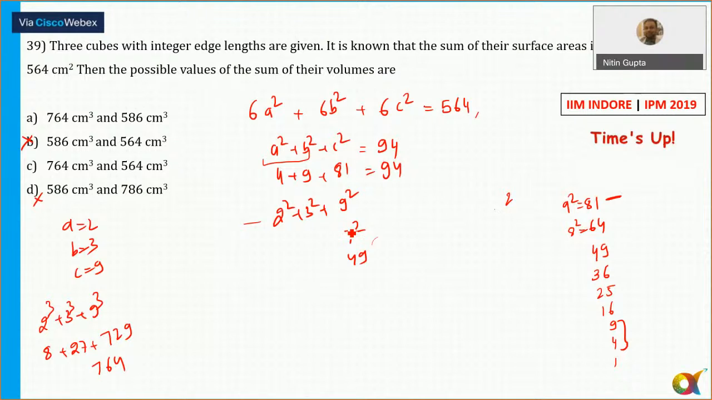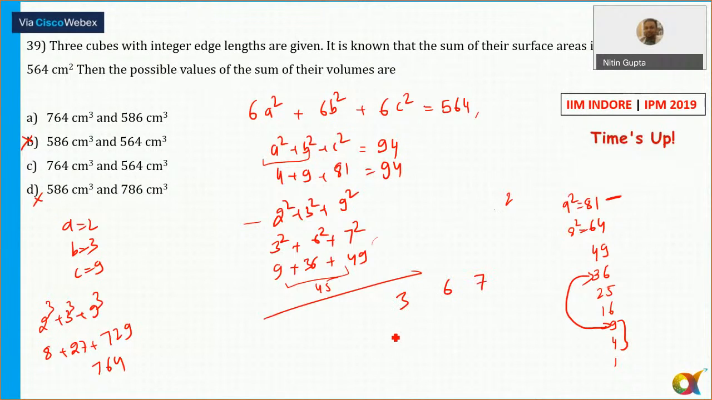So if one of the numbers is 7 square, which is equal to 49, then to 49 I need to add 45. Is there any perfect square pair such that their sum is 45? Please tell me. Is there any number? Yes, that is 36 and 9, so 6 square plus 3 square plus 7 square.